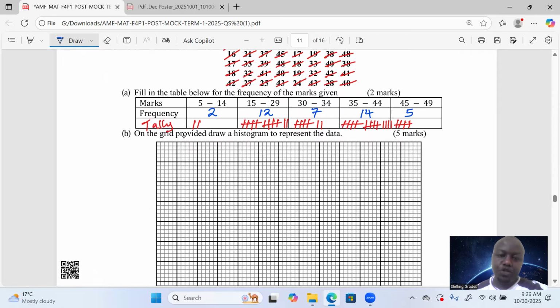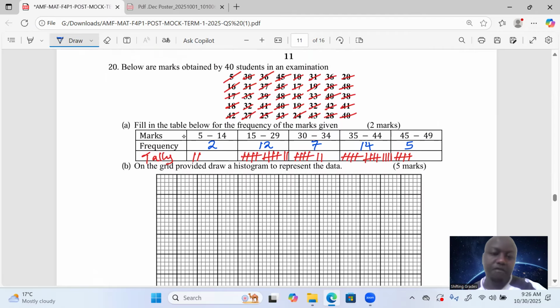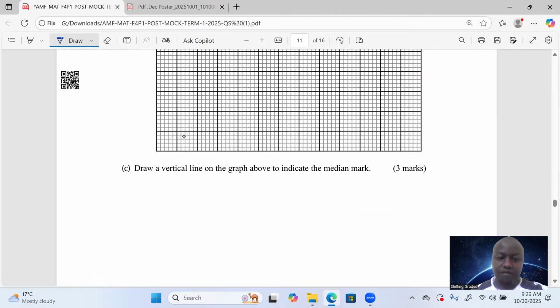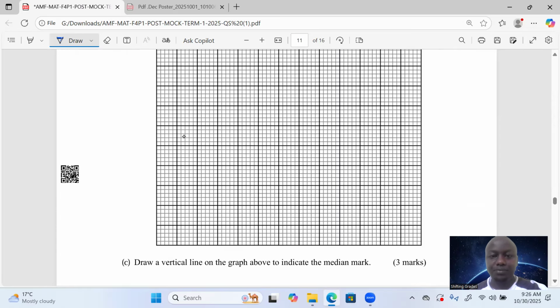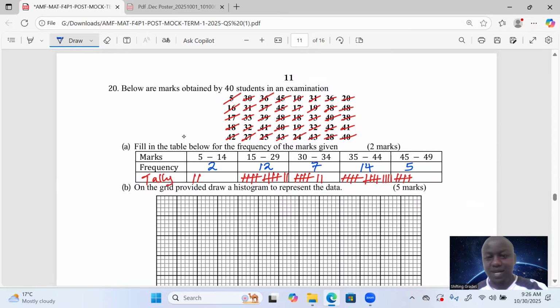Can we add up 2 plus 12? We get 14. 14 plus 7, 21. 21 plus 14, 35. Plus 5, 40. So it's 40. Exactly 40. That's a very good one. So we have distributed every mark to its class. Properly distributed.